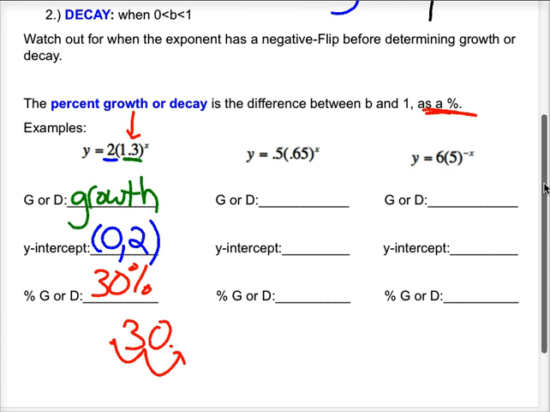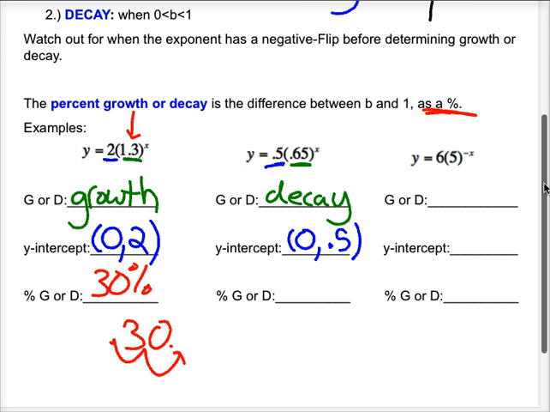All right, moving on to the next one. So we're looking for growth or decay. Well, here notice 0.65. That is less than 1. So less than 1 means we're talking about decay. Y-intercept: I'm going to be looking at that multiplier right there, that 0.5. So that's going to change my y-intercept to 0.5.